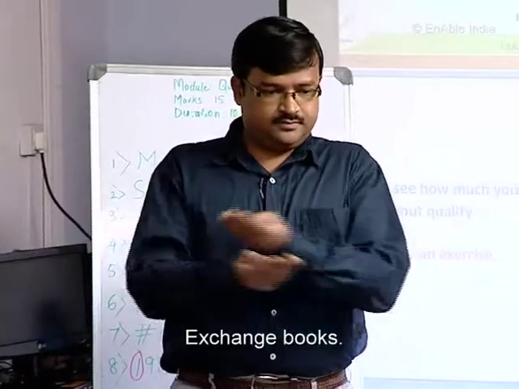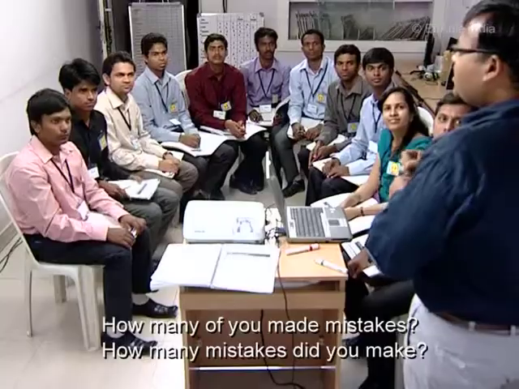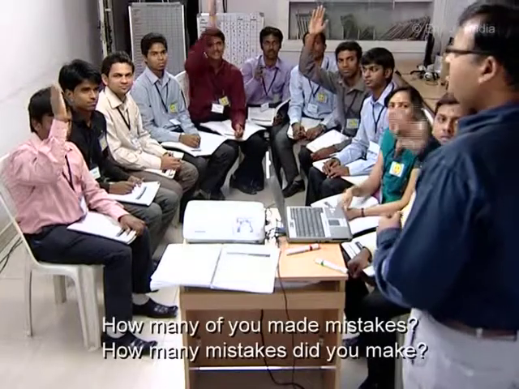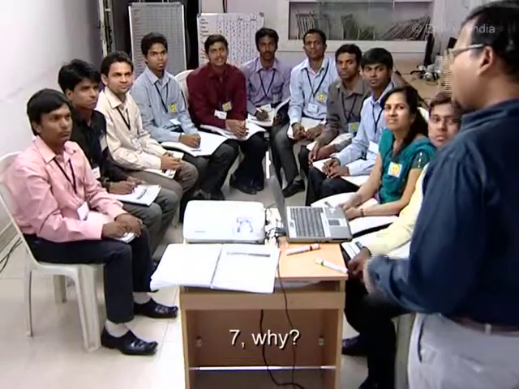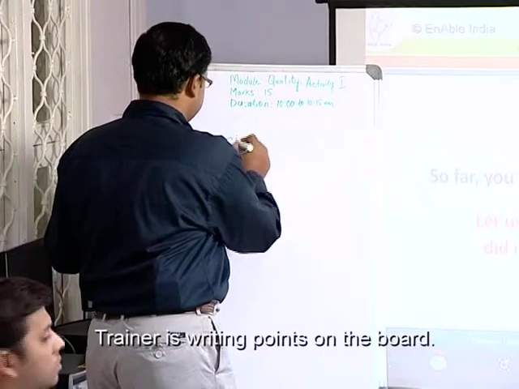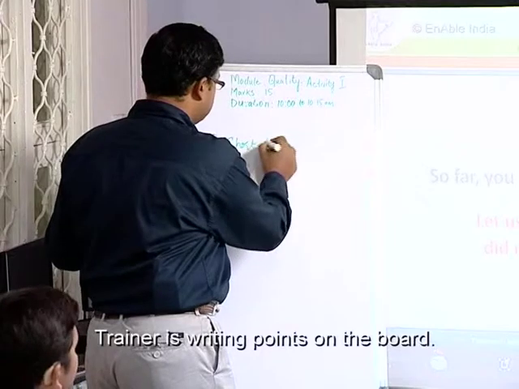Exchange books. Okay, good. How many of you made mistakes? How many mistakes did you make? 7. Why? Because of short time. Trainer is writing points on the board.